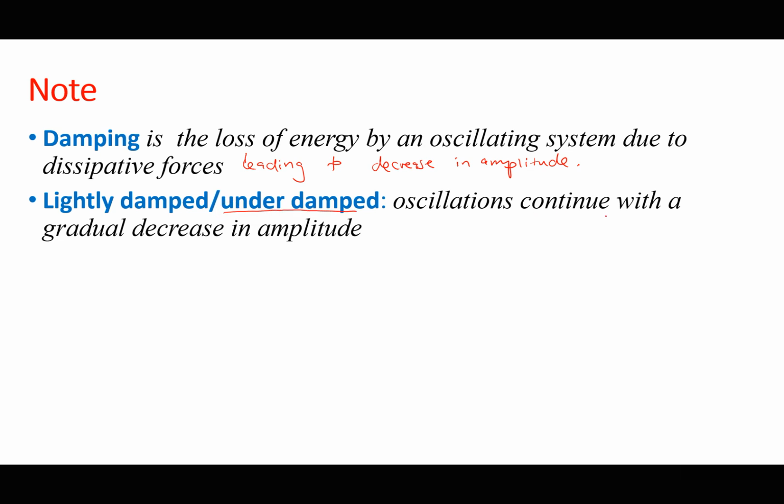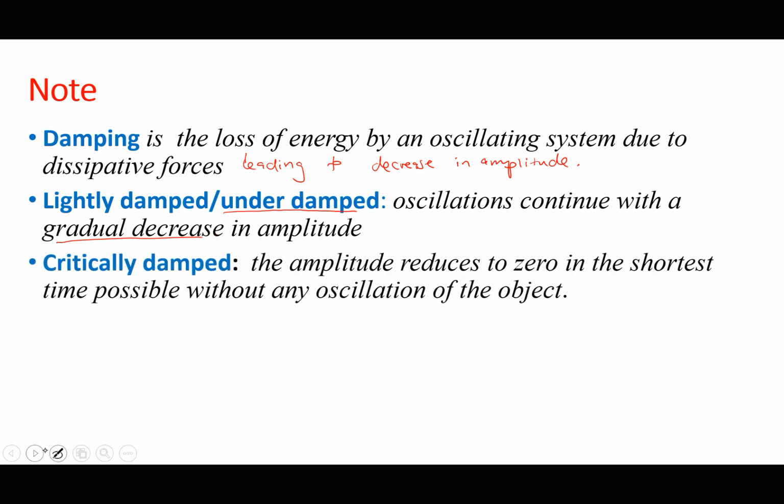Here oscillations continue, but they continue with a gradual decrease in amplitude. That is light damping. Then we have critical damping. Here there are no oscillations, but the amplitude reduces to zero in the shortest time possible without any oscillations. The time here is approximately equal to a quarter of a period. That's what we call critically damped.